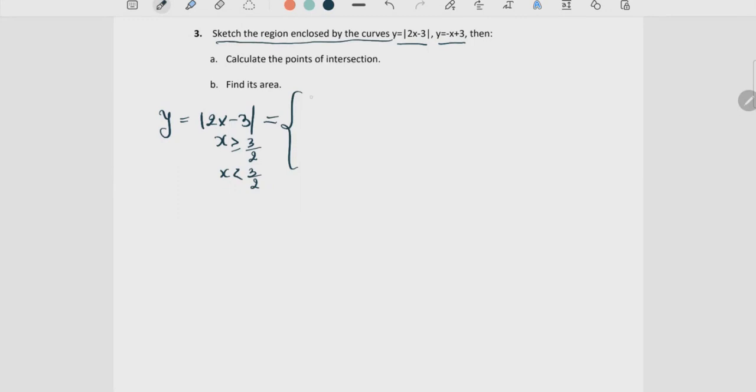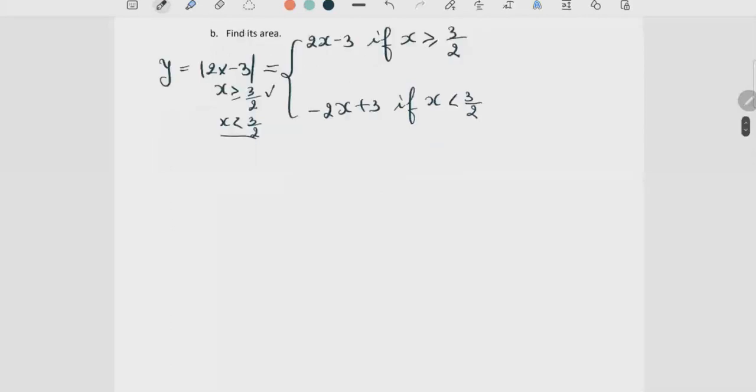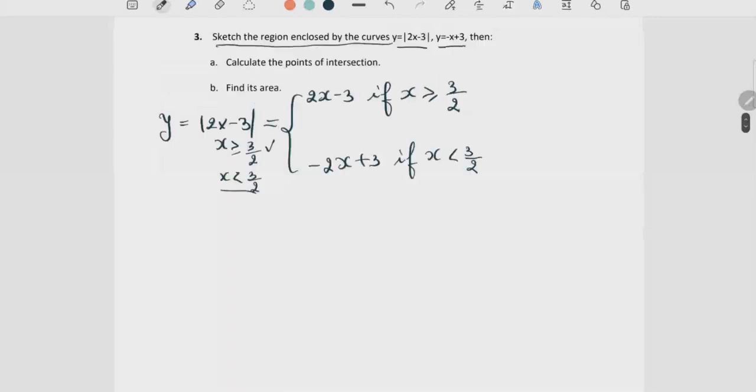Right. So for the case where x is greater than or equal to 3/2, the function is positive, which means that it's equal to 2x minus 3. And if x is less than 3/2, we have the opposite, which is negative 2x plus 3. Right, so now that we have that, we can try to sketch that onto our axis.